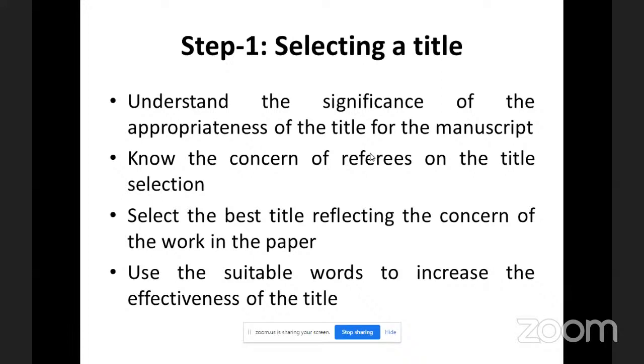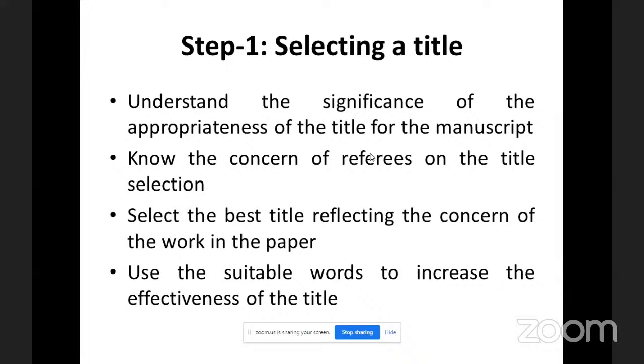Suitable words are also a very important thing. Suitable words means what here? Your title should be able to show some improvement performed by your study, like improvement of power quality, enhancement, like that. Some suitable words should be there which show that your work is better as compared to other existing work. That is an important thing. So suitable words are important things which you should incorporate inside your title.